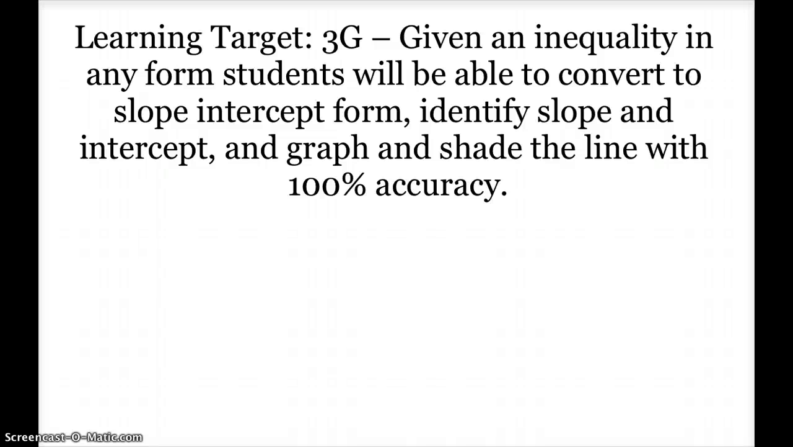Okay, now our last learning target for this unit will be 3G. Given an inequality in any form, students will be able to convert to slope-intercept form, identify slope and intercept, and graph and shade the line with 100% accuracy. Now if you look at 3F, they're almost identical. The only thing that changes here is that instead of an equation we have an inequality, and instead of just graphing, we're going to graph and shade. So it's just like the last one, we're adding one last thing to the end, shading.